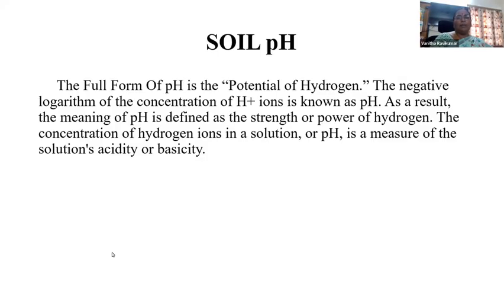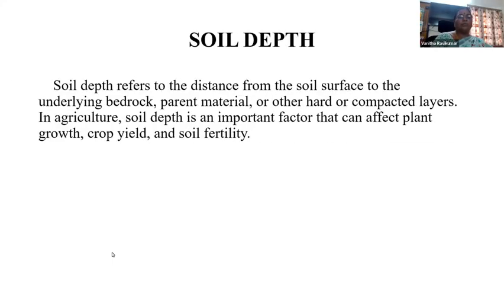Soil pH determines plant growth. Soil pH means the potential of hydrogen ion present in the soil. Soil depth means the depth from the O and A horizons up to the bedrock. Up to the bedrock, the soil is used for plant cultivation. The parent material is in the bedrock.